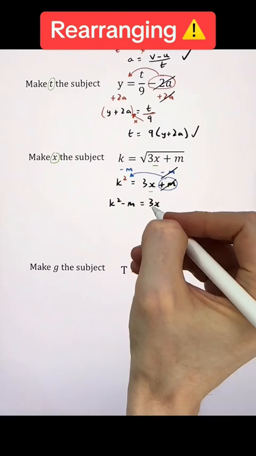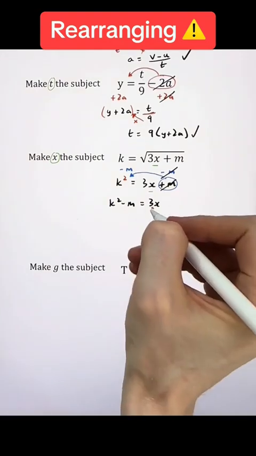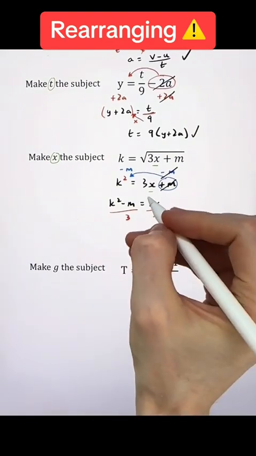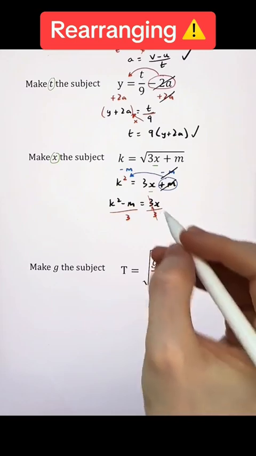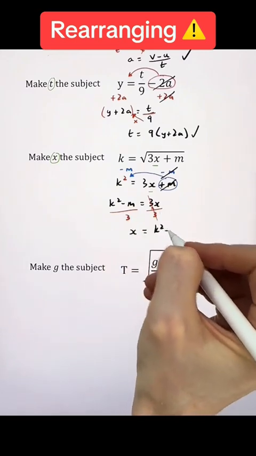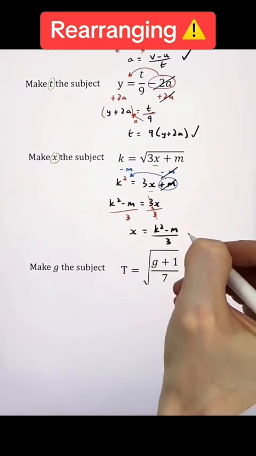3x in algebra means 3 multiplied by x. As I want to get x by itself, I know the opposite of times by 3 is divide both sides by 3. I know 3 over 3 will cancel, to leave us with single x, which is exactly what I wanted. So x is equal to k squared minus m all over 3.